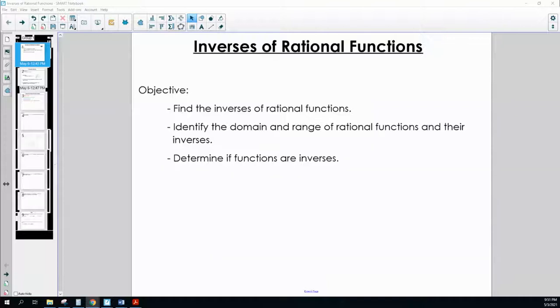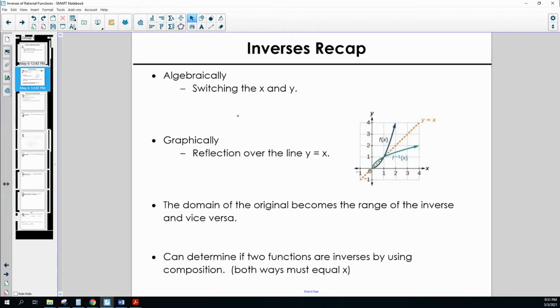In this lesson, we're going to look at how we can find the inverses of rational functions. So first we're going to find the inverses, and then we'll identify the domain and range, and then determine if functions are inverses. So the first thing we're going to do is do an inverse recap.